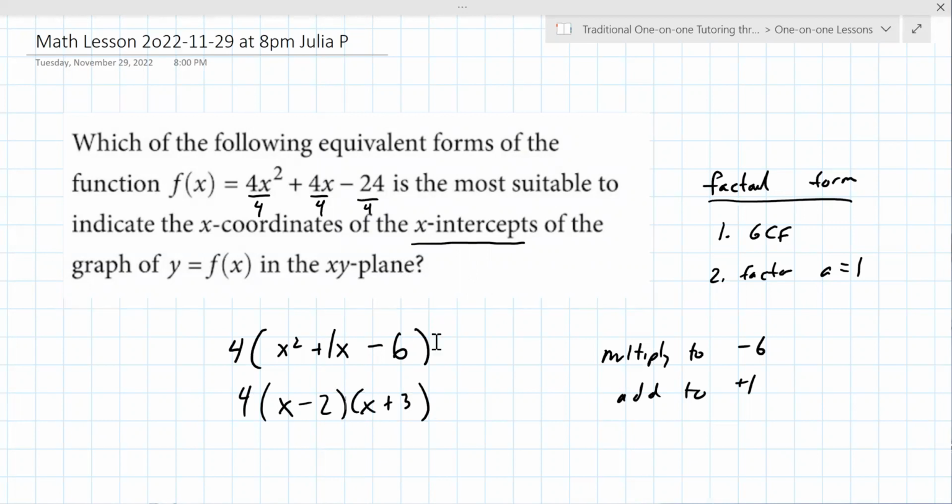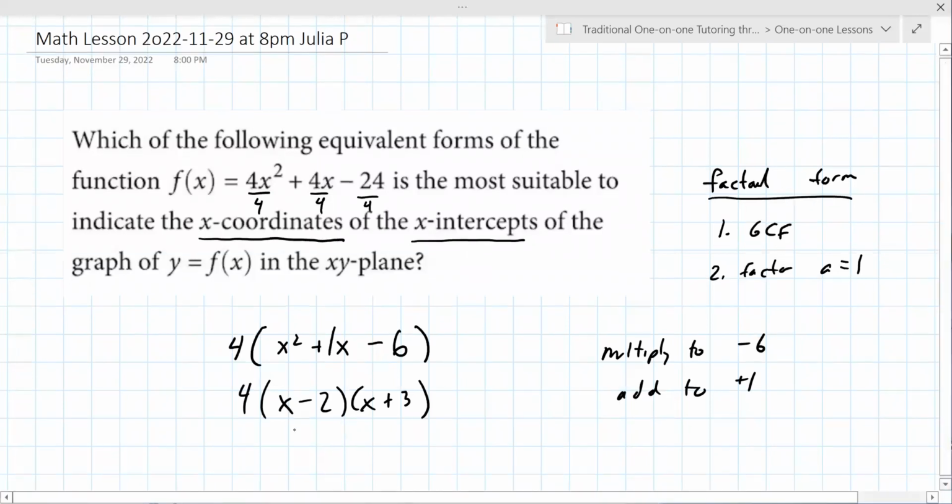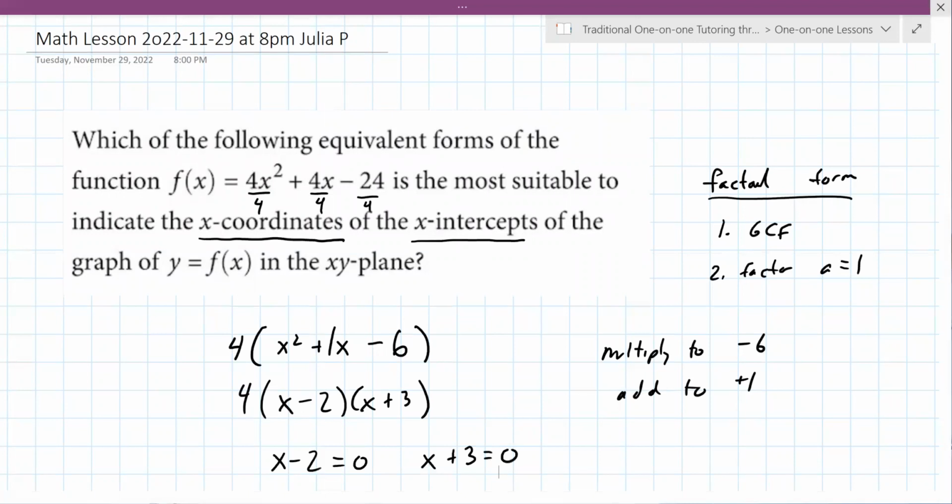Okay, now the reason this is most suitable is because you can read off the x coordinates from here. Now you're actually setting each of the factors equal to 0 to do that, if you recall. What are the two x-intercepts based on this? +2 and -3. Positive 2, -3, perfect.